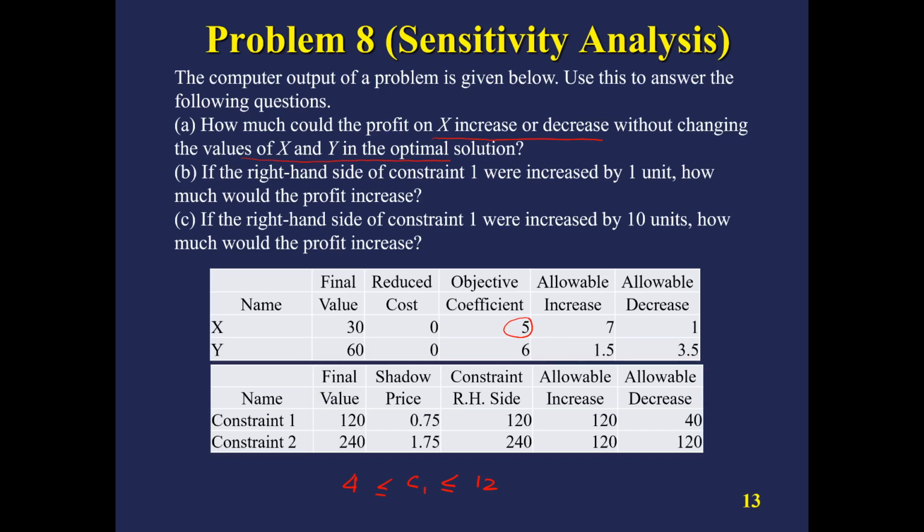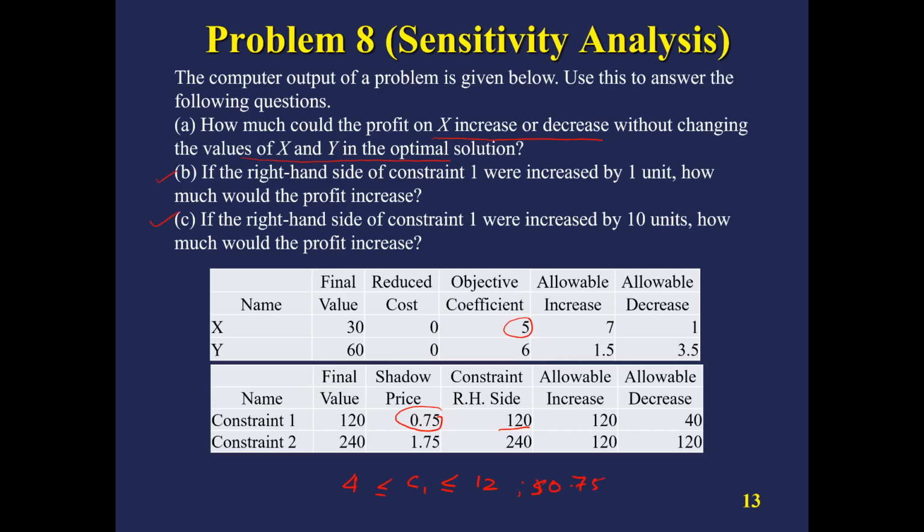Then the question is, if the right hand side of constraint 1 were increased by 1 unit, how much would the profit increase? Now that is what we call the shadow price. It's asking, if the right hand side of constraint 1, which is at the moment 120, is increased from 120 to 121, then how much will the profit increase? The shadow price is 0.75, so we can say that it will increase by $0.75. This is part B done.